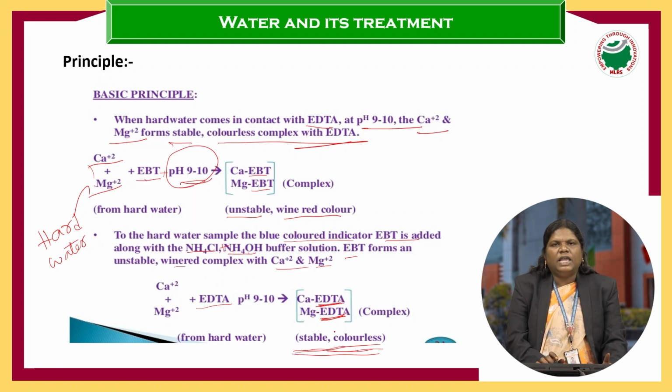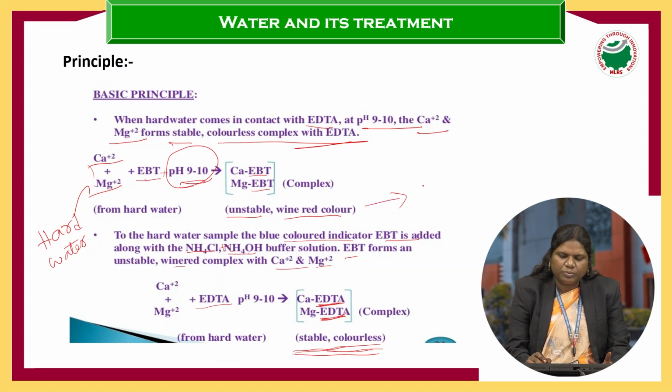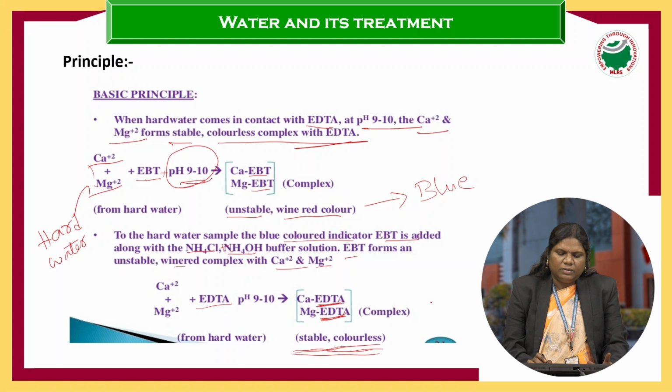But we will detect the endpoint from wine red to blue. The endpoint of the titration is the color change from wine red to blue. But the complex is colorless. The blue color is due to the free release of the EBT indicator into the water.